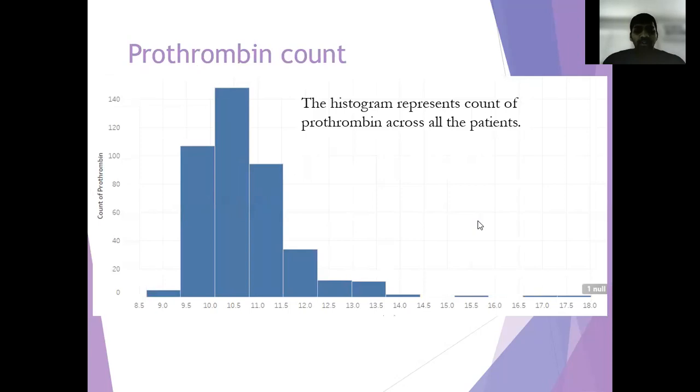And coming to the next one, it is the prothrombin count, and this histogram represents the count of prothrombin across all the patients. The highest count was when the level of prothrombin was 10.5. So this is what I just want to explain in this slide.